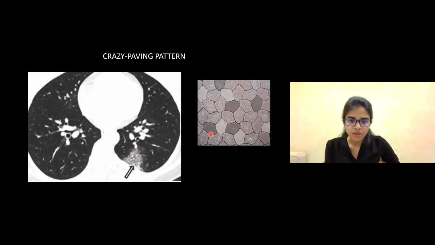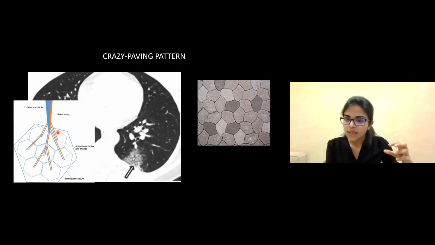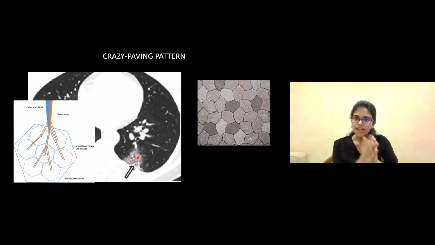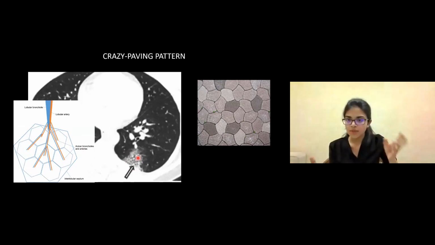In crazy paving pattern, like I said, the fluid goes into the alveoli, and around the alveoli in the interstitium, there are lymphocytic infiltrates that infiltrate the surrounding septa also. There's going to be thickening of the interlobular and intralobular septa that shows up like this, reticular linear opacities on a background of GGO. This is called the crazy paving pattern. Crazy paving pattern can also be seen in pulmonary alveolar proteinosis. So all of these findings are not exclusively seen in COVID. I'm just giving you a few typical appearances that are possibly seen in COVID infection, right? So keep that in mind.